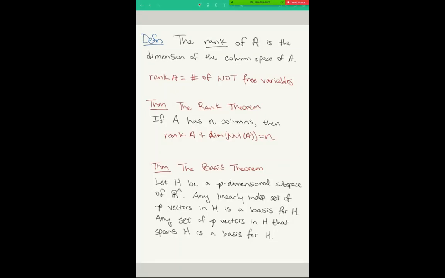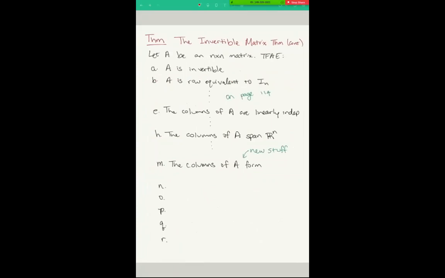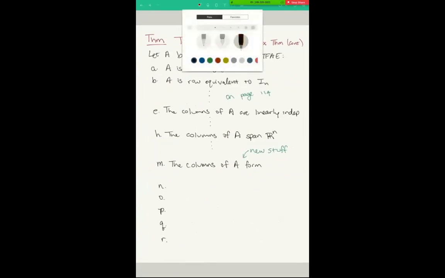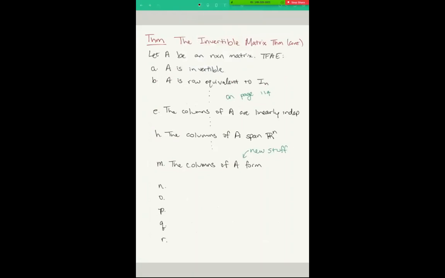All right, we're going to finish up by going back to this invertible matrix theorem. Like we said, it has very many properties, and we're going to add a bunch more today. So we start off by saying if A is an n by n matrix, then the following properties are all equivalent. So if A is invertible, then it's row equivalent to the identity matrix, and there's a bunch more things. The columns are linearly independent, a bunch more things. The columns span Rn. So I reproduced some of them here, and you can find the rest of them on page 114. In particular, let's add in the new stuff.